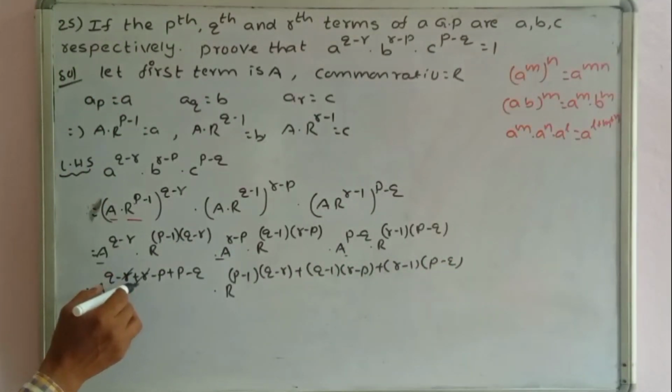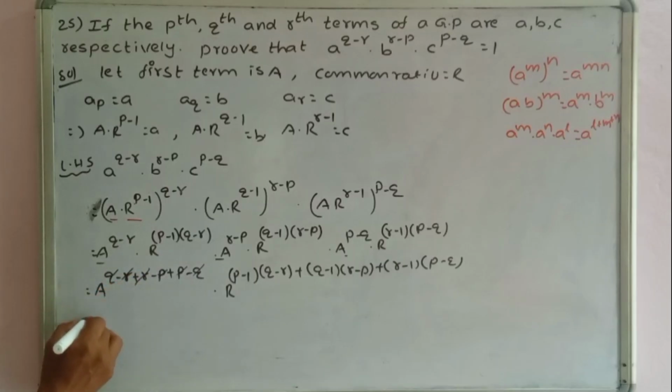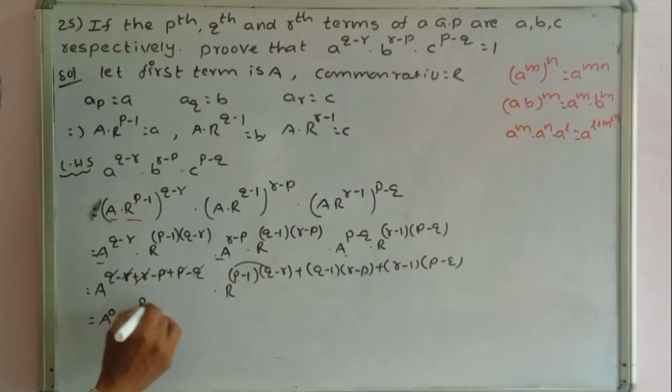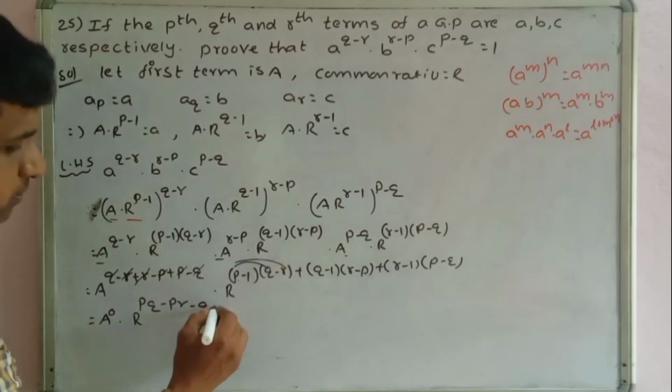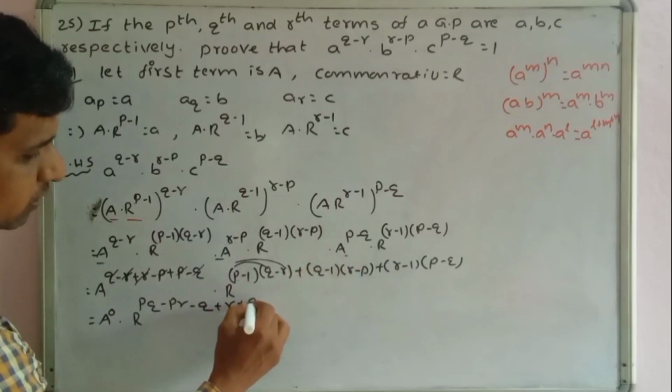Now minus or plus are cancelled, positive to negative cancelled. So a power 0 into r power. Now p times q, pq. P times r, pr. Here the negative symbol is there, minus pr. Minus 1 times q is minus q. Minus of minus is plus r. Plus q times r, qr.